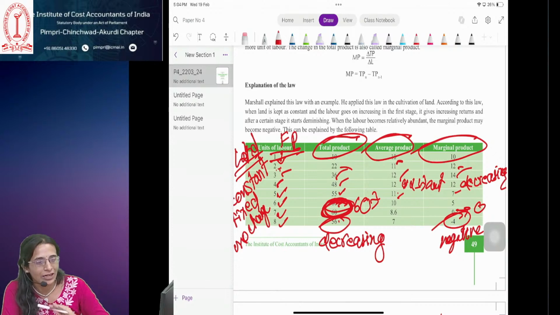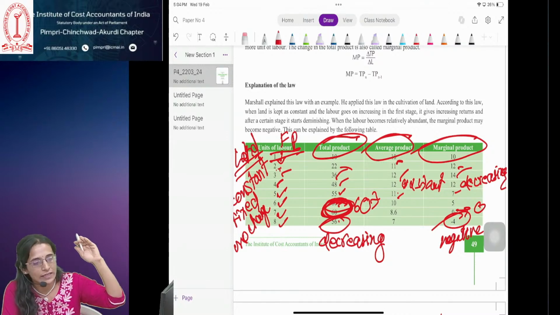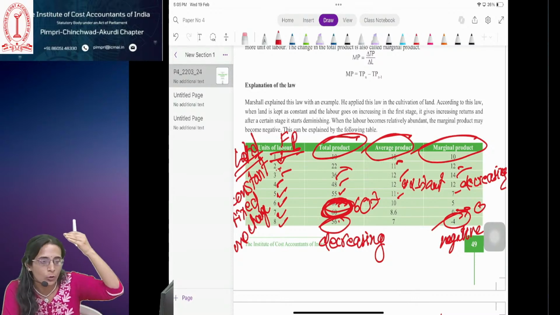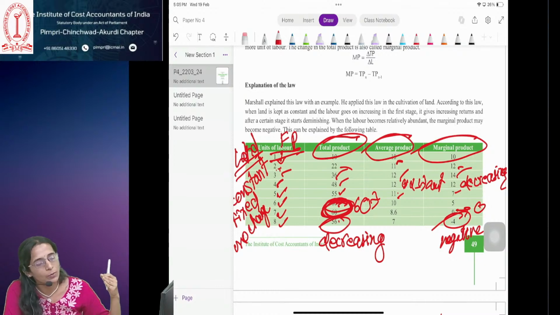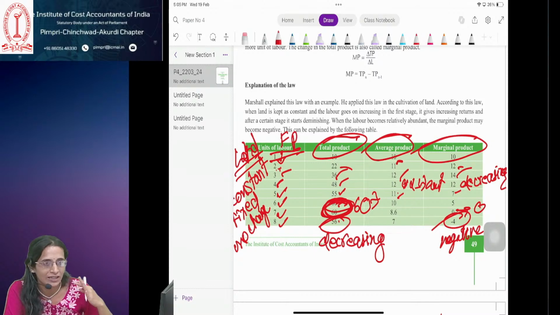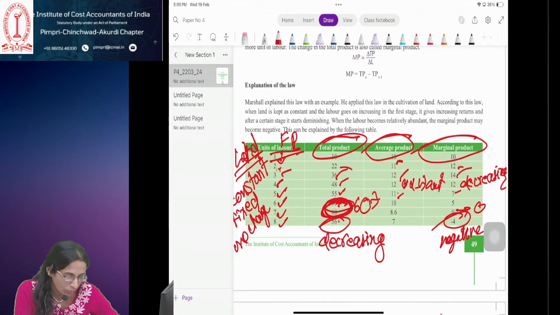Same here. When we change one factor of production, the total product goes on increasing. Marginal product also goes on increasing at an increasing rate. The total product increases, but the marginal product increases at a diminishing rate. When the total product reaches the highest level, marginal product becomes zero. When the total product decreases, marginal product becomes negative, right? Clear on this?